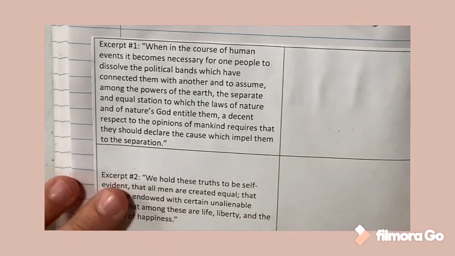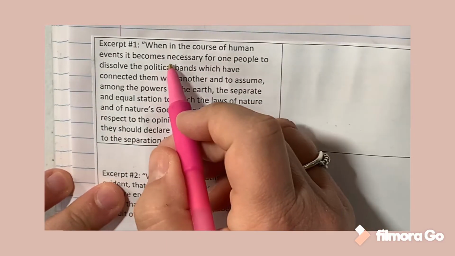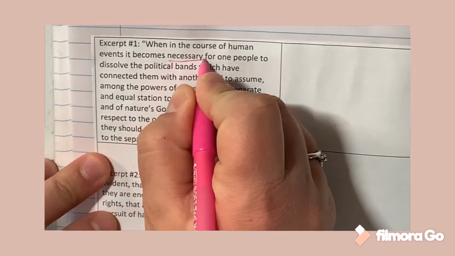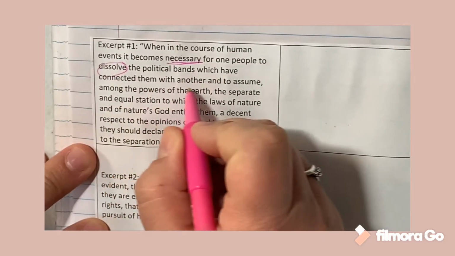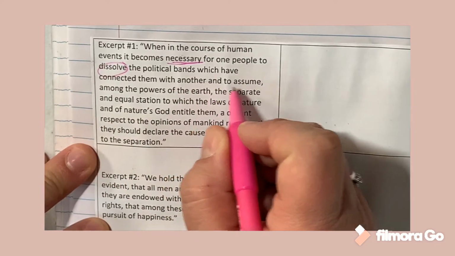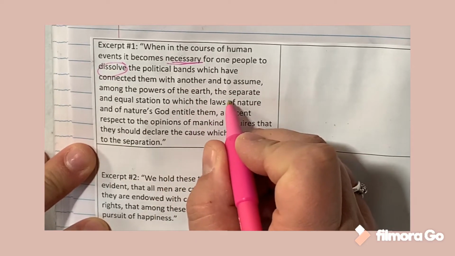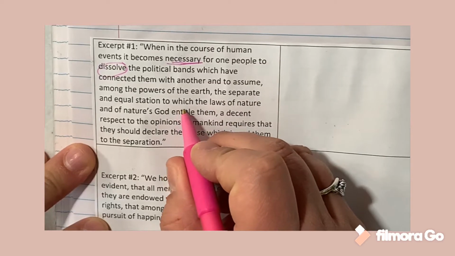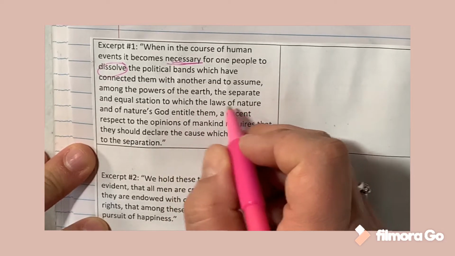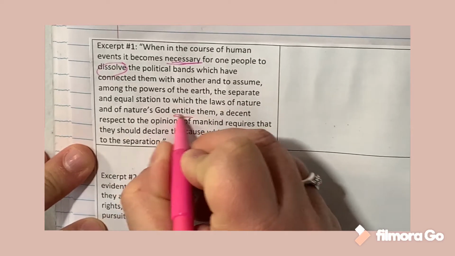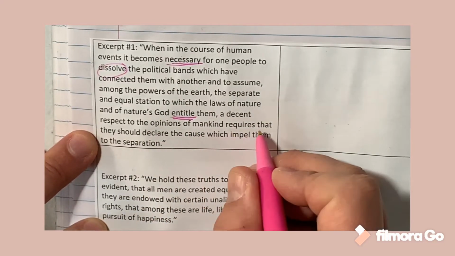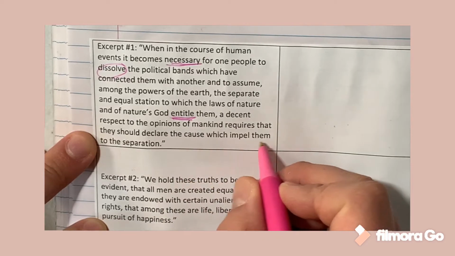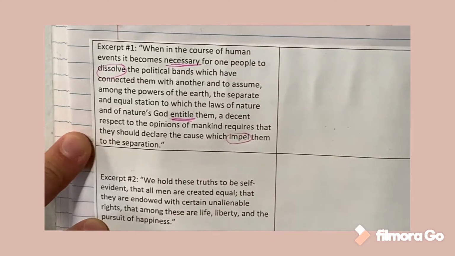So, when in the course of human events it becomes necessary for one people to dissolve the political bands which have connected them with another, and to assume among the powers of the earth the separate and equal station to which the laws of nature and of nature's God entitle them, a decent respect to the opinions of mankind requires that they should declare the cause which impel them to the separation.